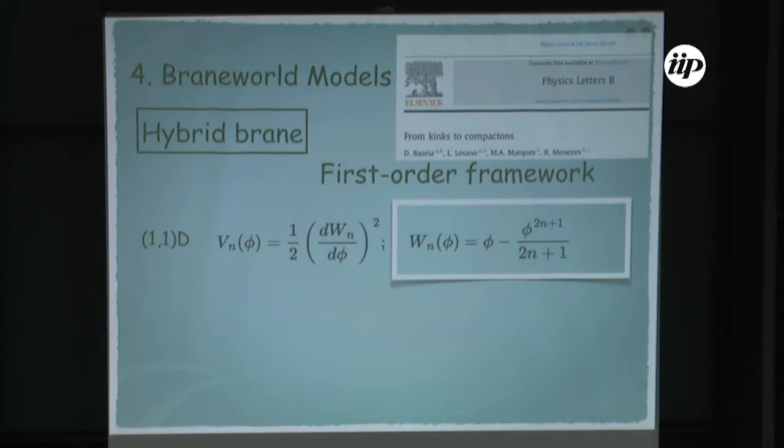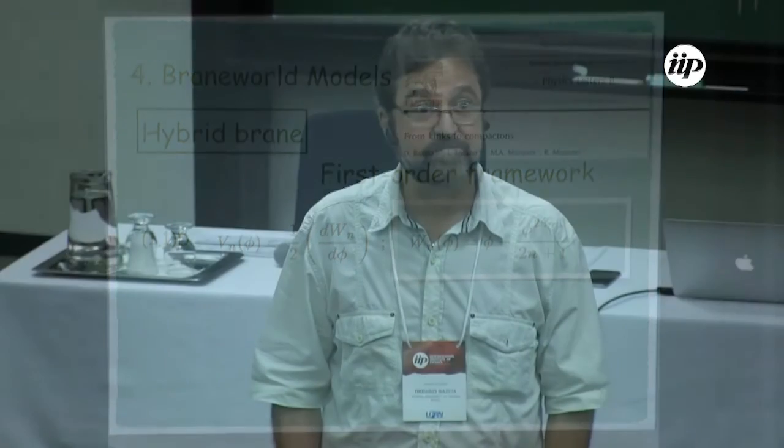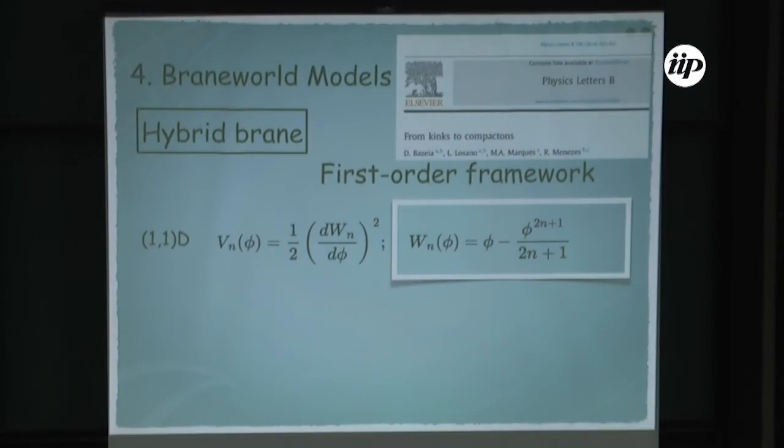When we found the compact solution in the 1 plus 1 dimension, I asked the student, remember, is it possible that this compact solution compactifies the geometry? Then no, the answer is no. And we call the scenario here a hybrid brane.